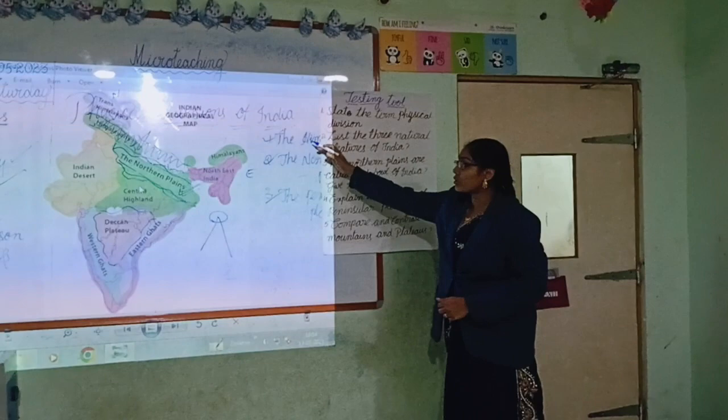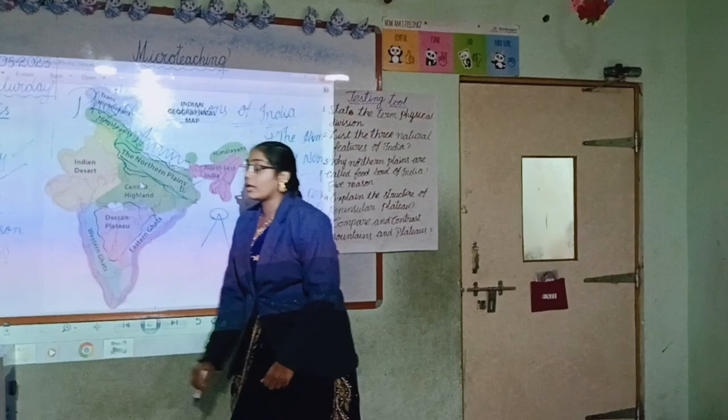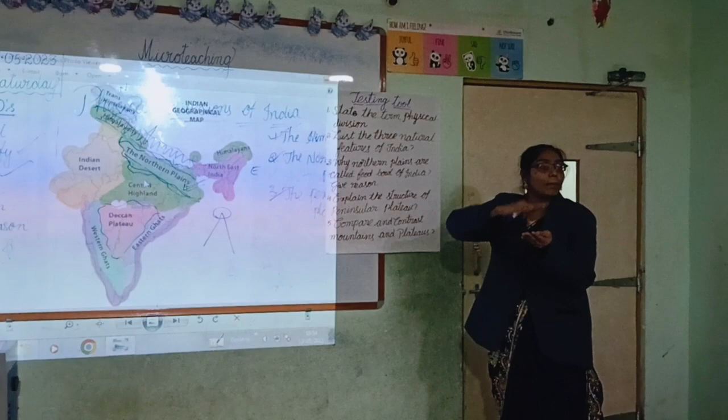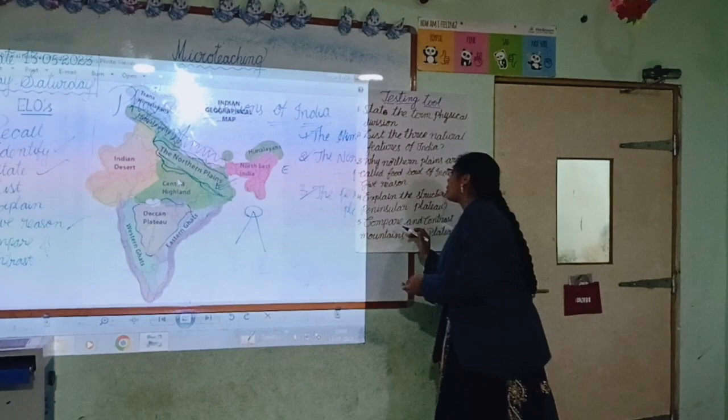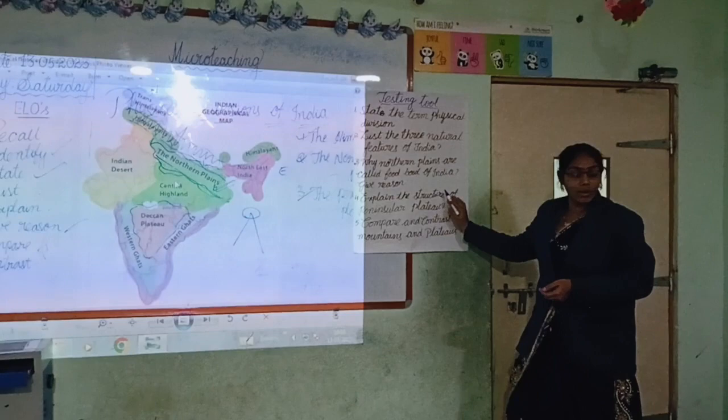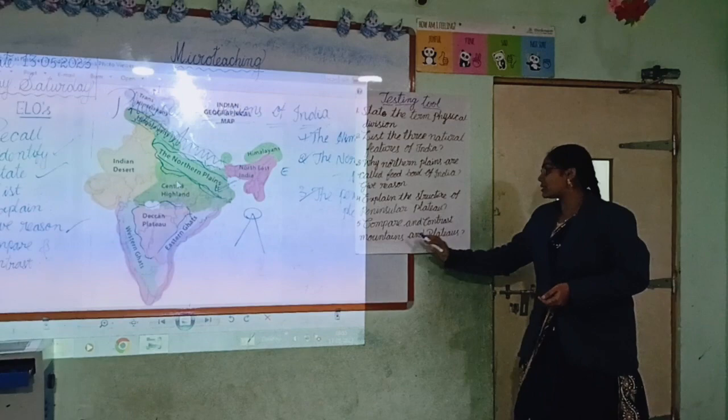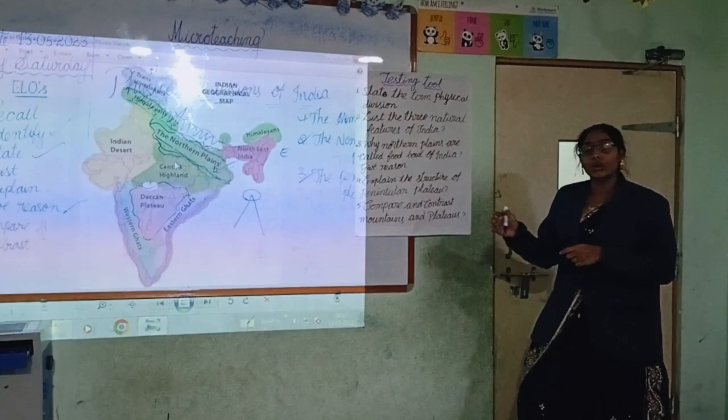And next, we have written explain. What we have to explain? Explain the structure of the peninsular plateau. How the plateaus will be. Okay, you have to explain. Next, give a reason. Why are the northern plains called the food bowl of India? You have to give a reason. Next, compare and contrast. Compare and contrast the mountains and plateaus. Both are highlands, but what are the similarities and what are the differences? You have to list them out and write them down.